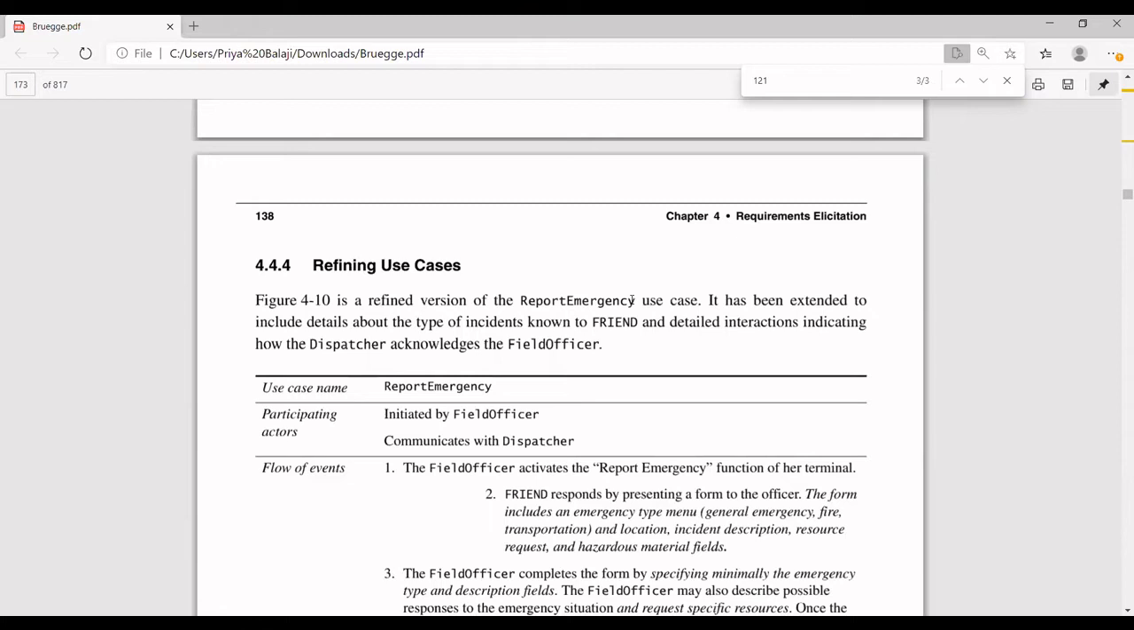And for writing the use cases, you have the elements of the use case, that is name, participating actors, flow of events, then entry condition, exit condition, and quality requirement. The use case name should be very proper. It should exactly say what type of operation that use case is going to do. The participating actor should also be explicitly mentioned, and the flow of events should describe what has to be done. Then the entry condition and exit condition should also be mentioned.